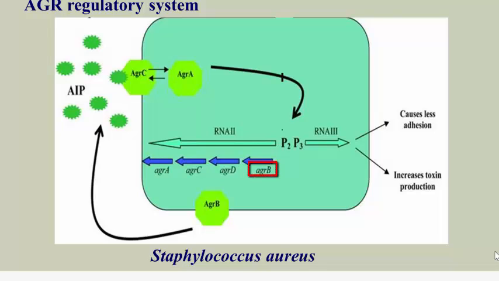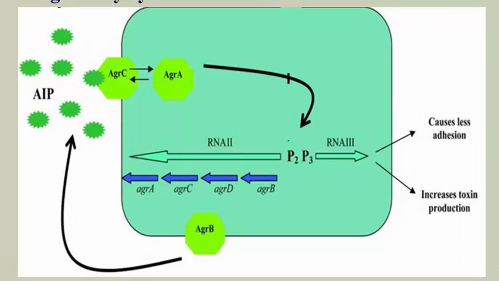The expression of the agrB gene leads to the synthesis of AgrB protein, which processes the oligopeptide pheromone AIP. The expression of the agrA gene leads to the synthesis of AgrA protein, also known as the response regulator. The expression of the agrC gene leads to the synthesis of AgrC protein, also known as the sensor kinase.